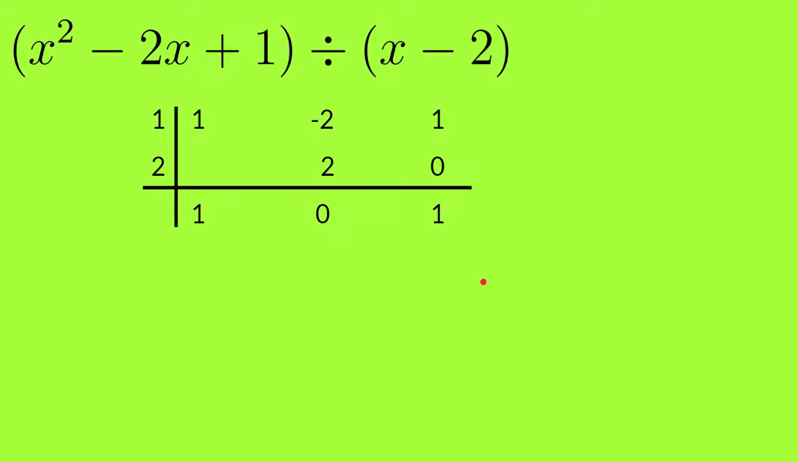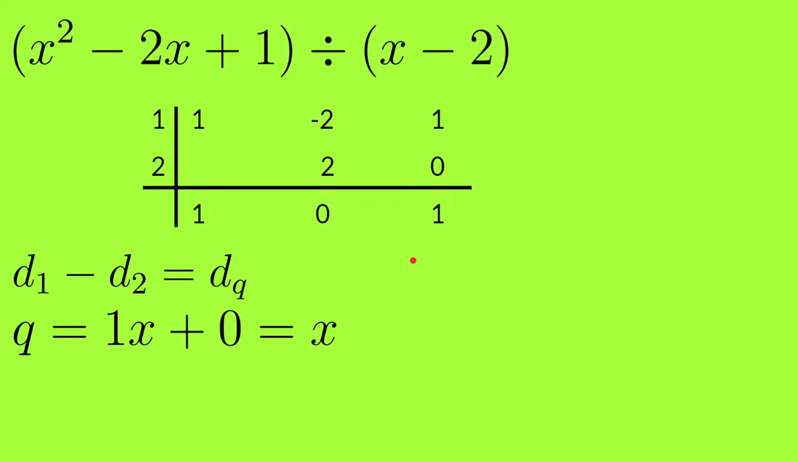Now let's see how to deduce our answers from it. So we all know that the degree of dividend minus degree of divisor is equal to degree of quotient. So here the degree of dividend is 2, degree of divisor is 1, so the degree of quotient will be 1. So 1 means the maximum variable power will be 1x. So if this is 1x, then this is plus 0. So it means that this thing is our quotient and this will be our remainder. So 1x plus 0 is basically x and remainder is equal to 1.